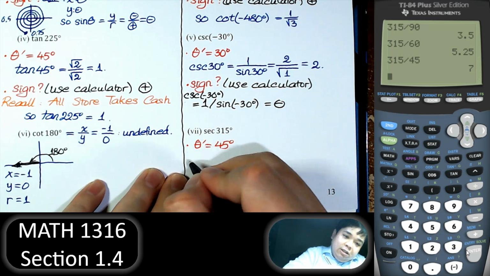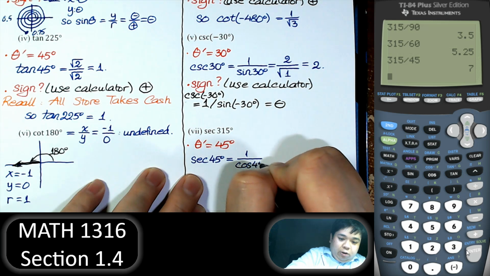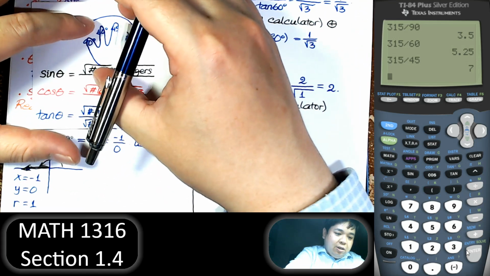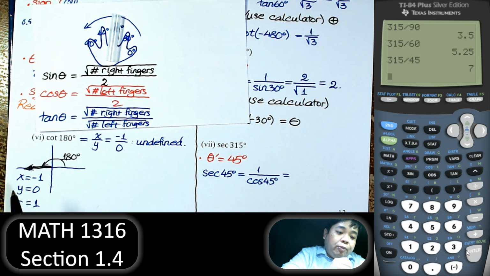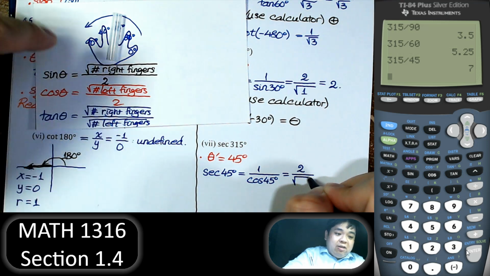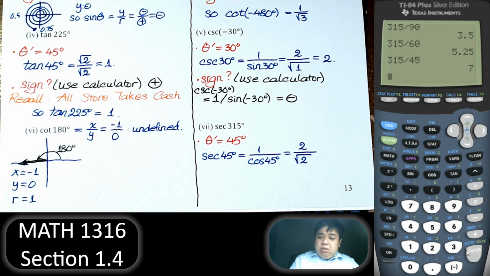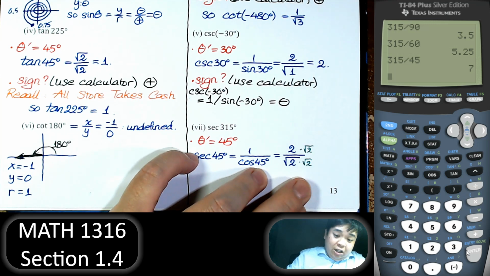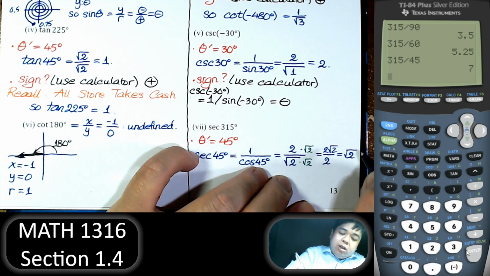Now, secant of 45 degrees is 1 over cosine of 45 degrees. So cosine of 45 degrees is the square root of the number of left fingers divided by 2. But this is secant, so we have to flip. So it will be 2 divided by the square root of the number of fingers on the left, which is 2. So 2 over square root of 2. Of course we can simplify that. Remember, rationalize the denominator: multiply square root of 2 on the top and square root of 2 at the bottom. Why do we do that? Just so we have 2 at the bottom. Square root of 2 times square root of 2, and then 2 and 2 cancel out, we have square root of 2. So that's the value, square root of 2.